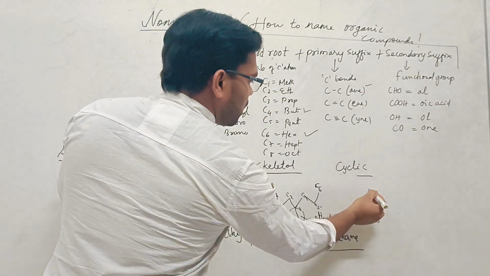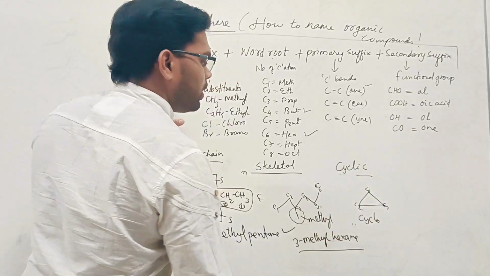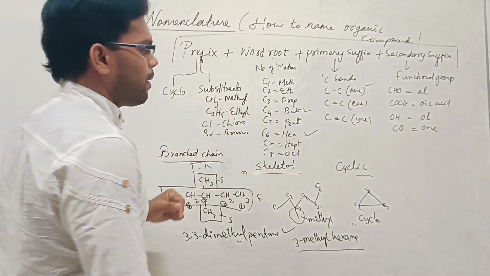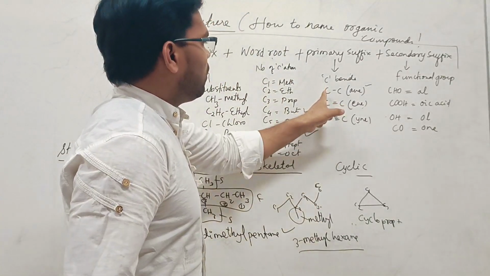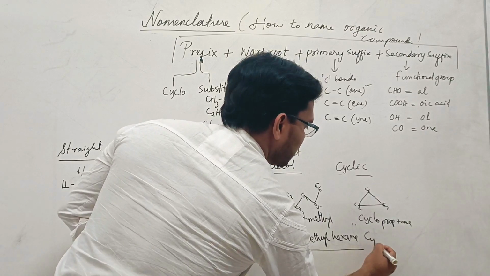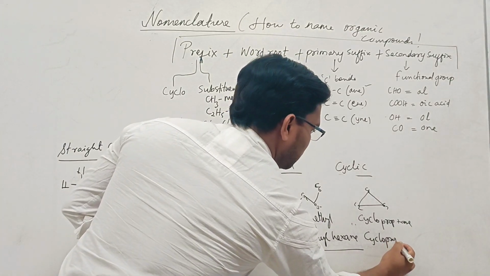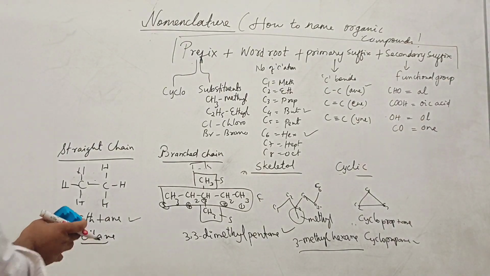Alright, now count the number of carbon atoms. This will be 1, 2, third carbon. 1, 2, 3. 3 means prop. So cyclo, prop, plus all carbons are single bonded, so N. So simply write cyclopropane. So these are actually very easy.